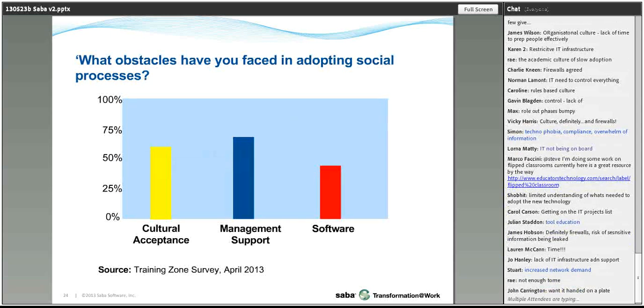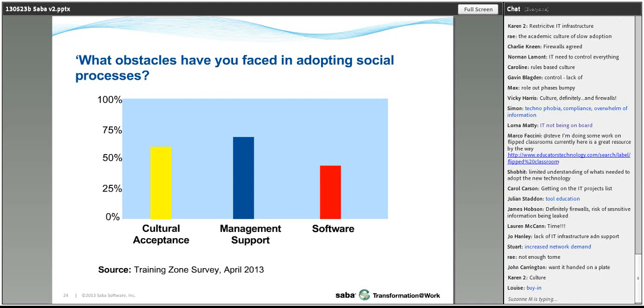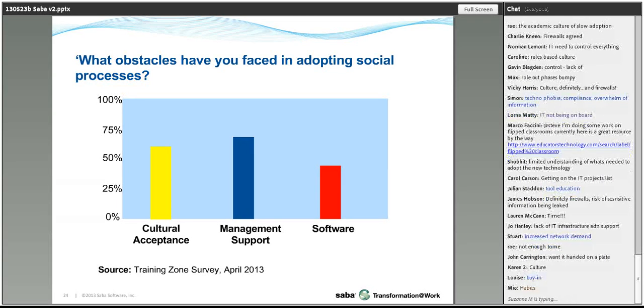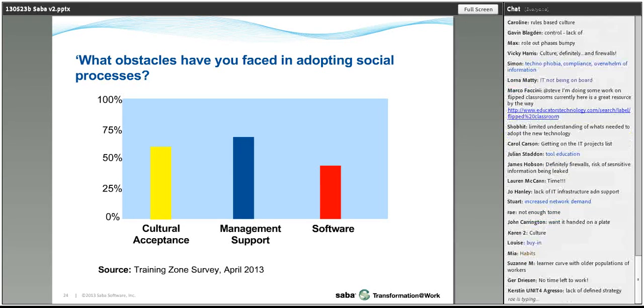Let's just point then to the second part of the research, or a piece of the research that we carried out with Training Zone, which was to find out what the obstacles were. And surprisingly, cultural acceptance came through by many, many people. That was viewed as over 50% of the resistance.